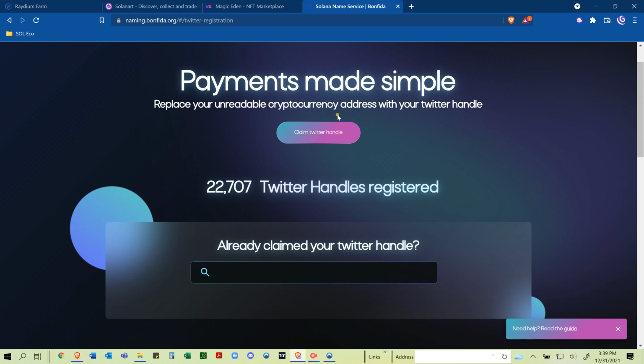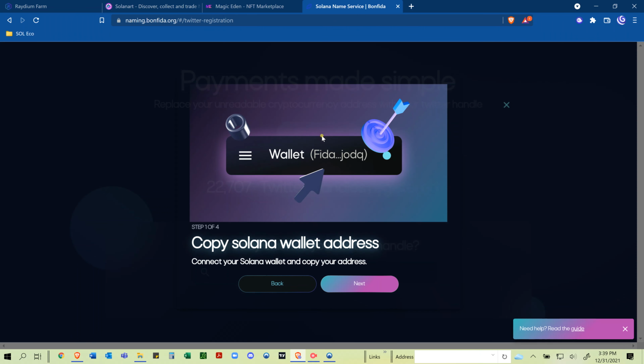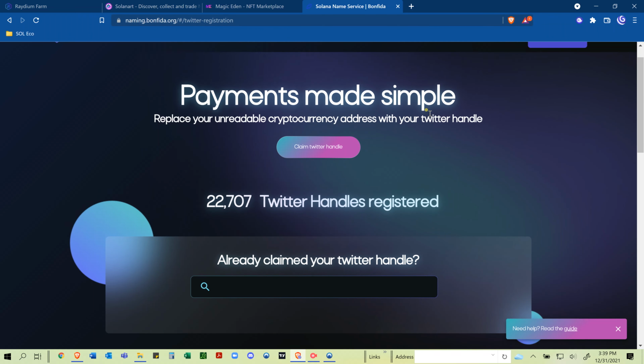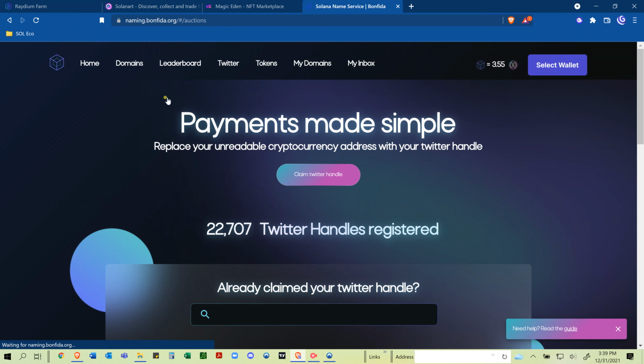And on your Twitter, you can actually claim your Twitter handle. So essentially you follow these, you can claim your Twitter handle, click that, copy the Solana wallet address, copy your address, or connect here. And essentially you would send out a tweet, which has all that information. And then you would now have that .sol address that is linked to your Twitter profile, which I think is really cool.